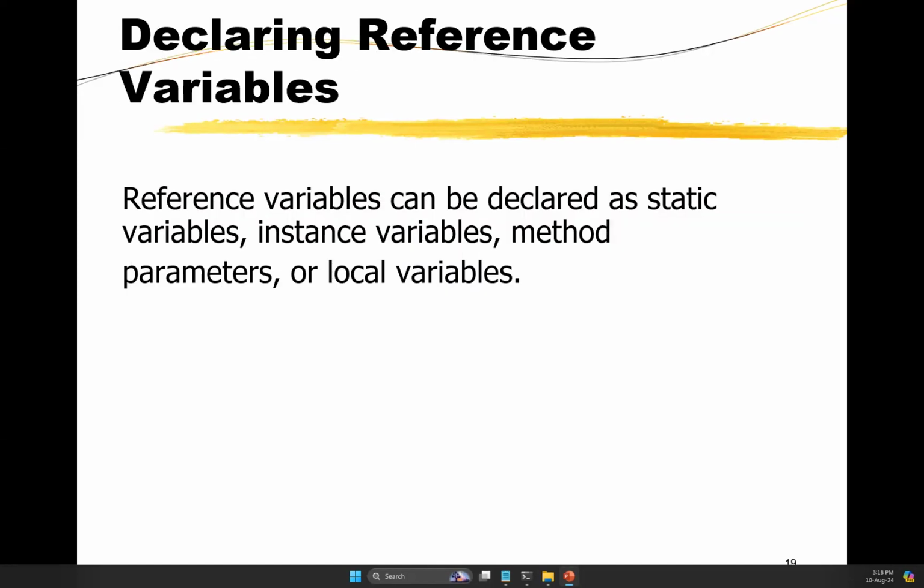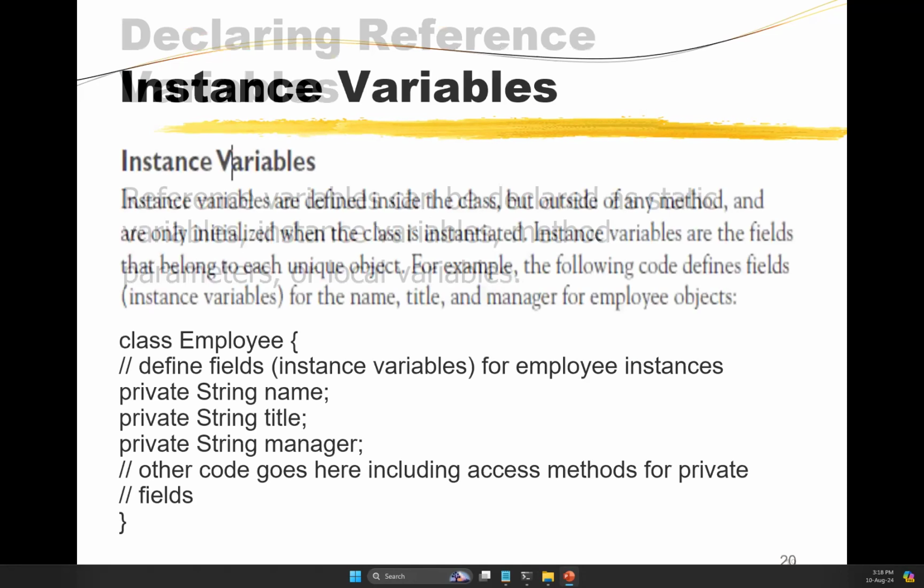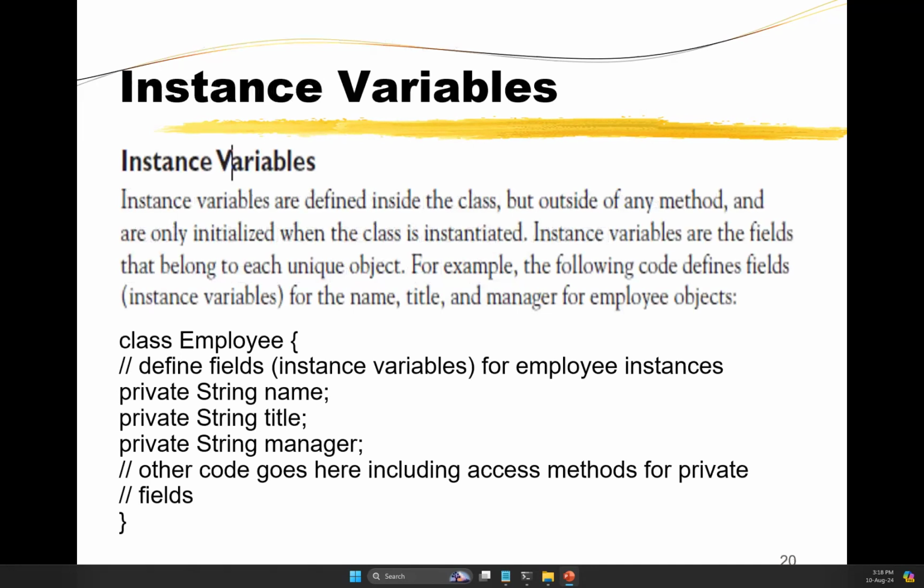Right. Then we can have the reference variables, how to declare the reference variables. Reference variables can be declared as static variables, instance variables, method parameters, or local variables. Instance variables are variables inside the class, outside any method, and these will get initialized when you call the constructor. When you create an object, these will get initialized to the default values if you have not assigned a value. Right, we have already discussed that.